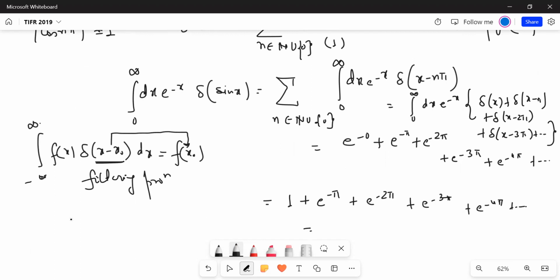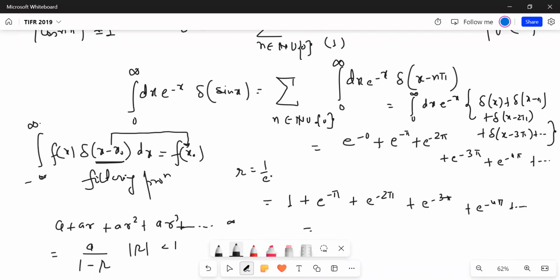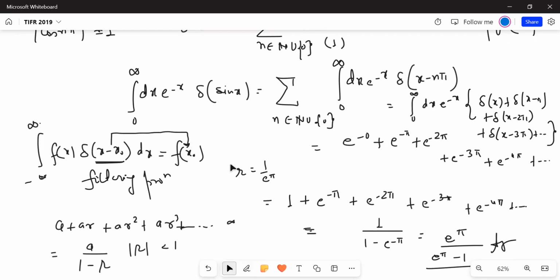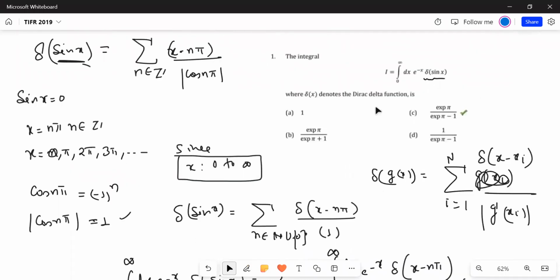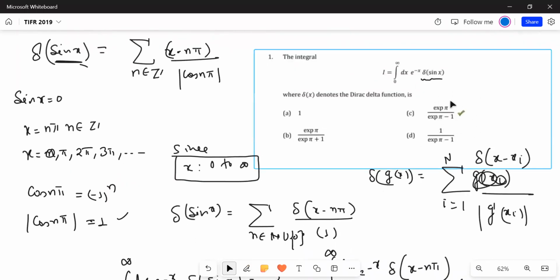And if you remember, this is a geometric series of infinite terms, and if I extend it to infinity, the sum of these infinite terms turns out to be a upon 1 minus r, where mod r is less than 1. Here r is equal to 1 upon e to power pi. So the answer would be 1 upon 1 minus e to power minus pi, and simply I can write it as e to power pi upon e to power pi minus 1. Okay, so this happens to be the answer, and I hope you've got this particular question. So the answer is C, which was given in the answer key as well.